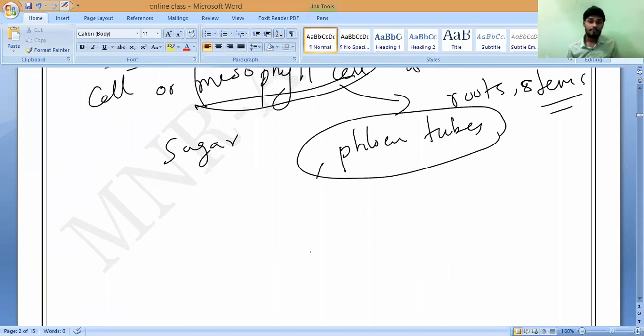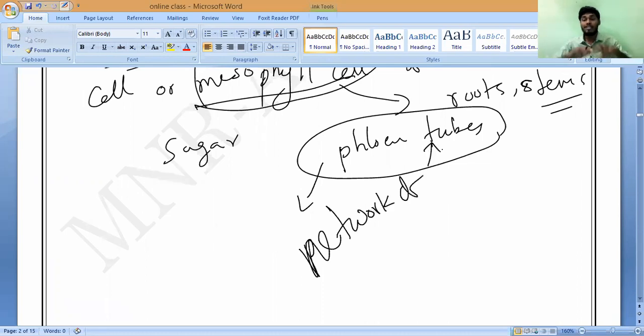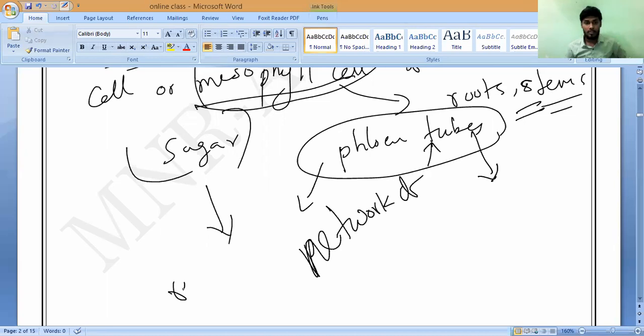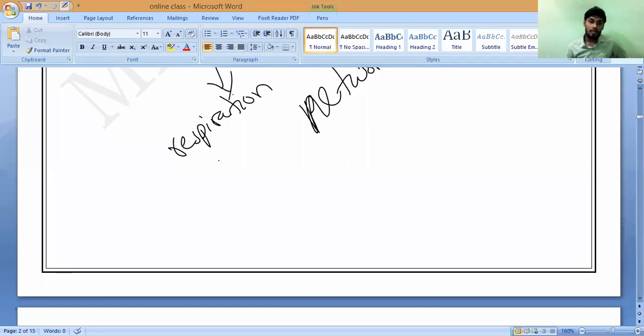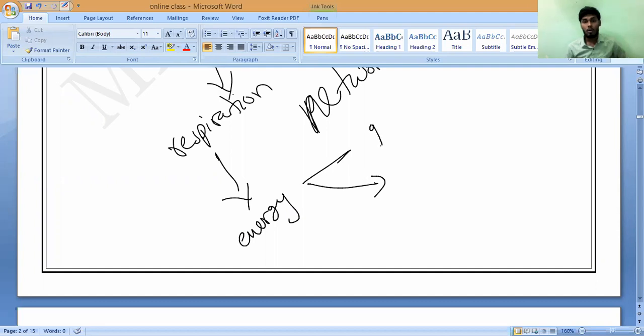A network of what? Phloem vessels. That is what you should remember. The network of phloem tubes connected throughout the plant, all the roots, stems, other parts of the plant, transports this food containing sugar, so that the respiration process is carried out. This respiration process will release the energy which is needed for what? For the growth of the parts, understanding? And as well as to sustain the life of the plant, correct or not?